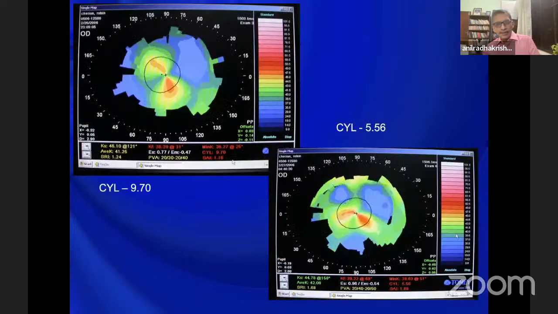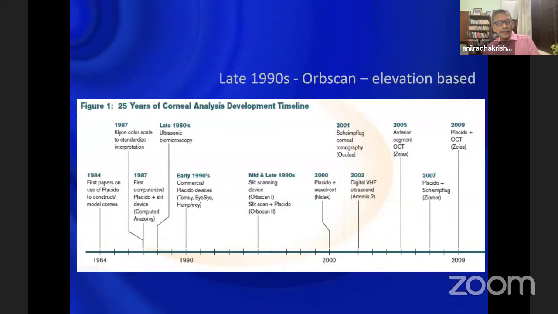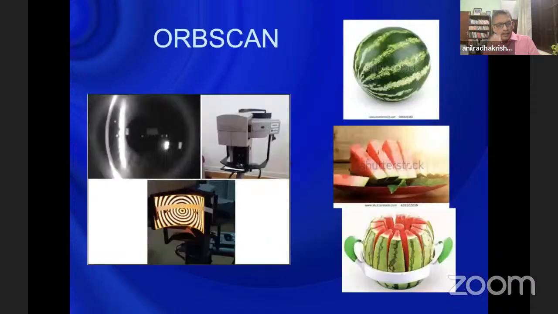I think it is more than 15 minutes, so I won't go much into the details. The only thing is, I'll just tell about the tomography also. So this is basically about topography. And in the late 90s, we had the OrbScan, which basically looked at corneal tomography also. Tomography means, just like a CT scan, you have the section of the eye also. So basically, OrbScan was the first device in which it was seen.